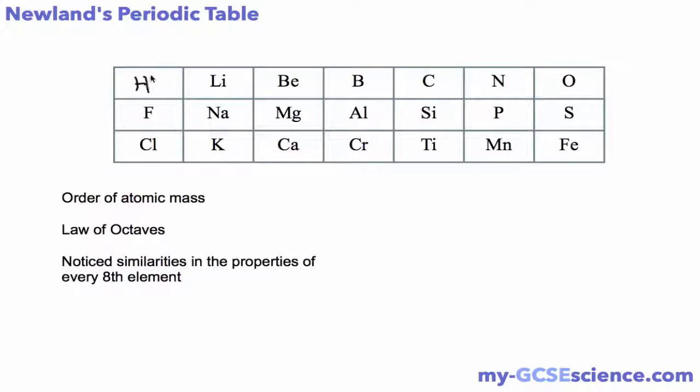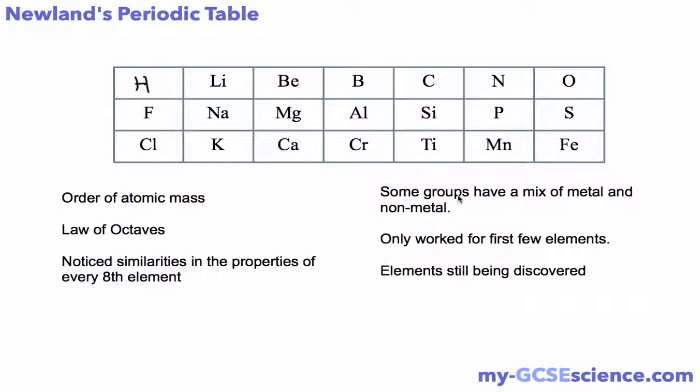So if you look at this column here, we've got hydrogen, fluorine and chlorine. He noticed that there were similar properties in the elements in that column there, similar with lithium, sodium and potassium, and so on. Now, this was a reasonable way of arranging the elements, but there were a few problems. The first thing is that some groups have a mixture of metals and non-metals. So if we look at this group over here, we've got oxygen, sulfur and iron. Iron, as we know, is a metal. Sulfur and oxygen are both non-metals, and while he's put those in those groups, they don't actually seem to fit together using his idea of similarities of every eighth element.